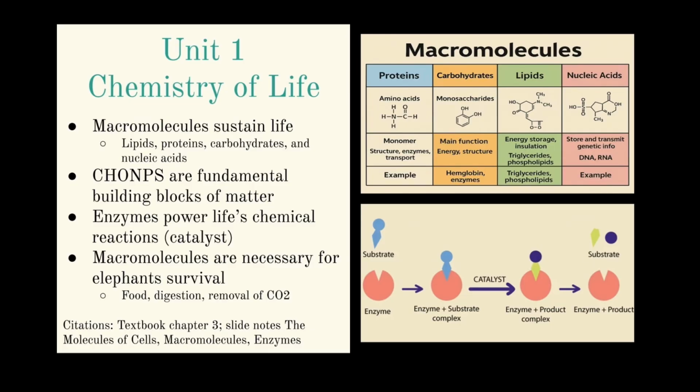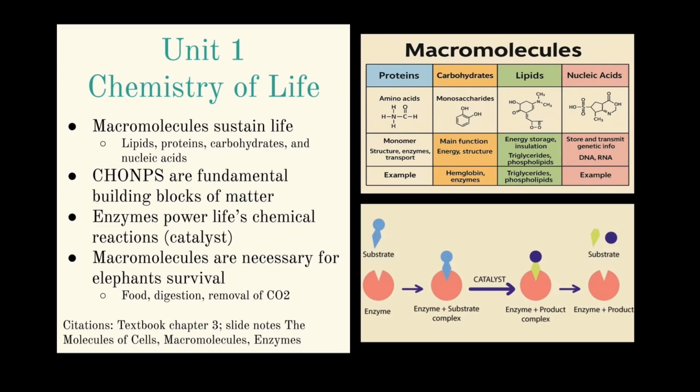Carbohydrates provide energy and energy storage in the form of glycogen in animals and starch in plants. Carbs are made out of carbon, hydrogen, and oxygen. Nucleic acids make up our genetic info, or DNA, which are essential to our life and who we are. Nucleic acids are made out of carbon, hydrogen, oxygen, nitrogen, and phosphorus. SNOPs are the fundamental building blocks of matter. They are carbon, hydrogen, nitrogen, oxygen, phosphorus, and sulfur.